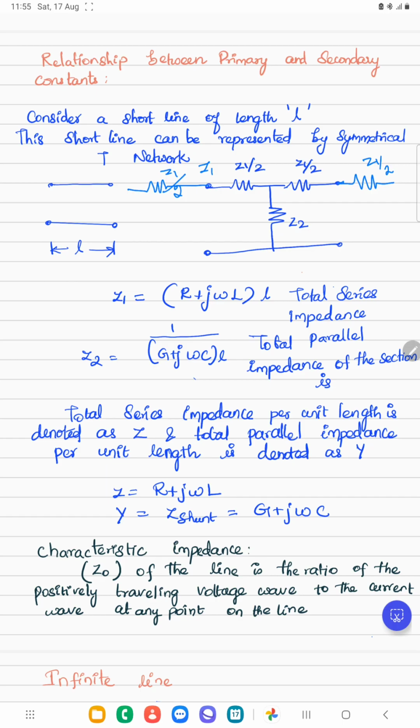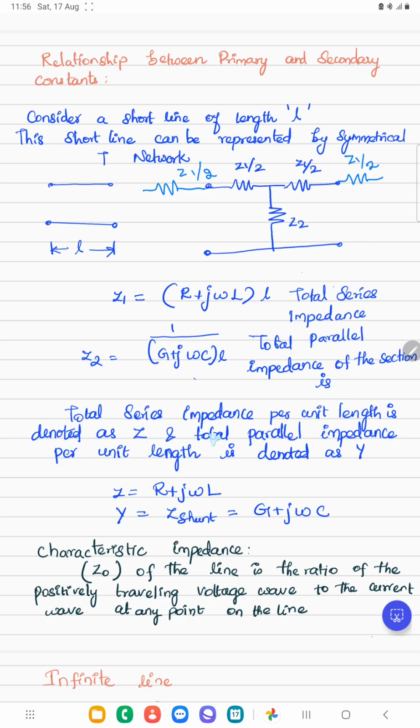This is continued throughout the length. Here is Z1 by 2 and here is Z1 by 2. If we take the total series impedance, Z1 is nothing but R plus j omega L into the total length L. Then the parallel impedance is represented as 1 by G plus j omega C into L. This is the parallel impedance of the T section.